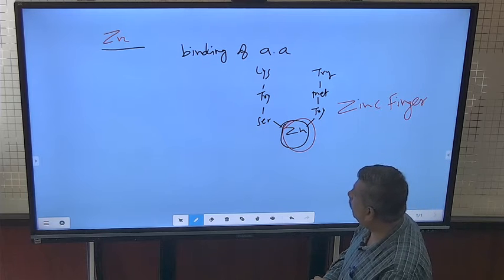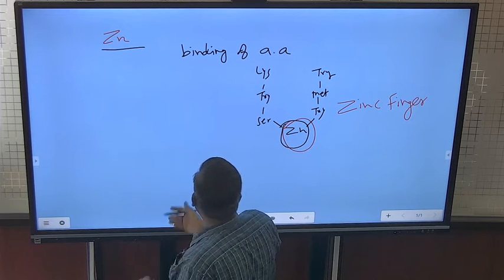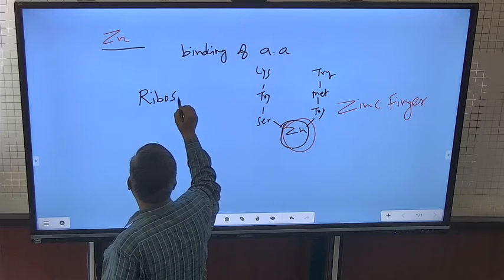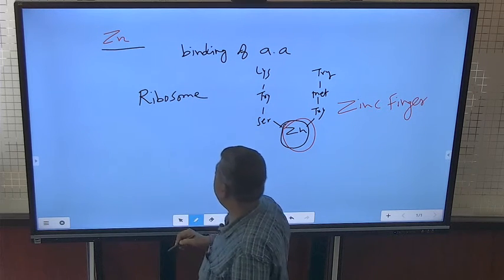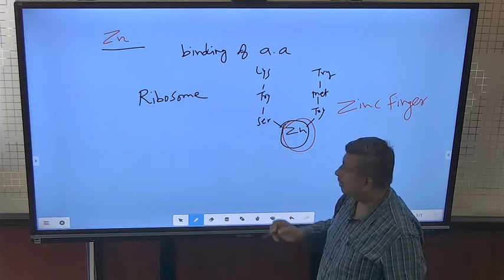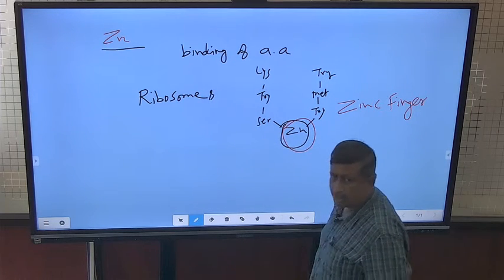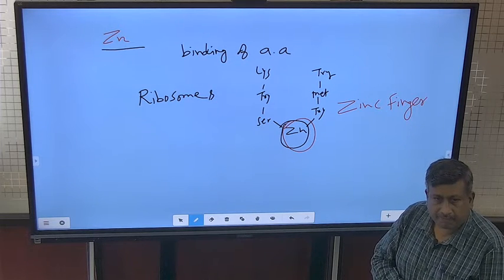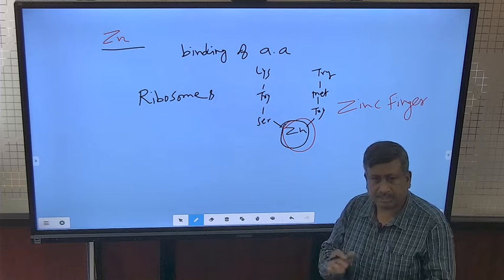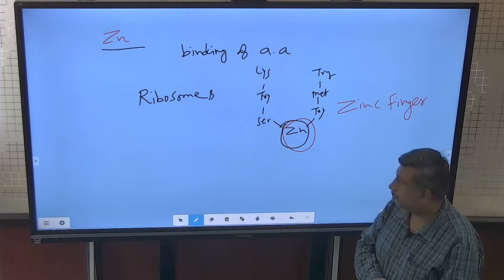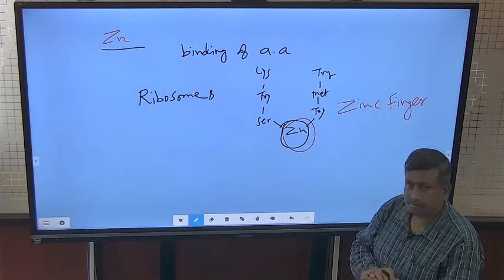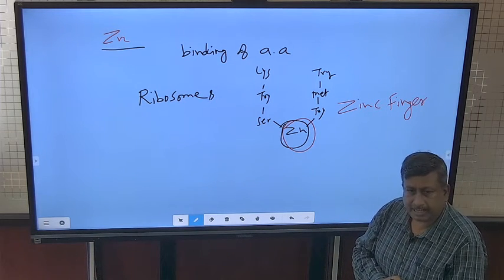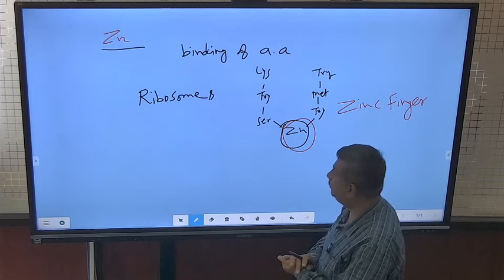Another important role of this zinc is in the ribosome structure. So it is a structural component of ribosome, and ribosomes are responsible for protein synthesis. So this is a very important function in formation of ribosomes, and ribosomes are said to be factories of protein. So protein formation takes place through ribosomes. So here zinc plays a very important role in amino acid binding and ribosome structure.